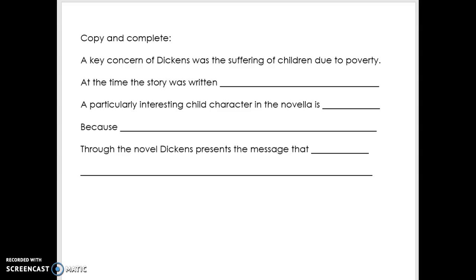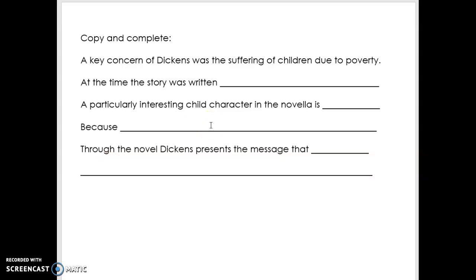The fact lots of children didn't go to school, they were forced to work at a very young age. Some children grew up in the workhouse, they were incredibly poor. There was a really high child death rate. So anything, just a couple of sentences, anything at all you know about how children were treated at the time. A particularly interesting child character in the novella is, you need to choose there.